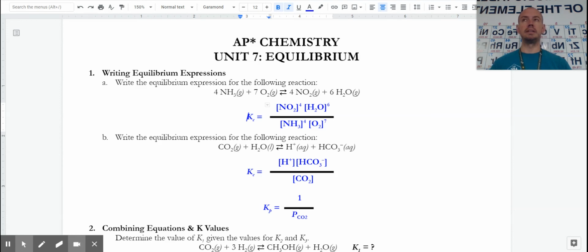The difference with Kp is that we're looking at pressures, and the only state of matter that exerts pressure is the gaseous state. So our products, we have no gases. Our reactants, we only have one gas. We don't have any coefficients in this one, so we end up with no exponents. So just paying attention to your coefficients, paying attention to states of matter, and paying attention to whether it's Kc or Kp.